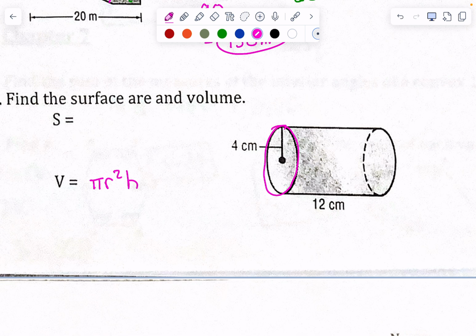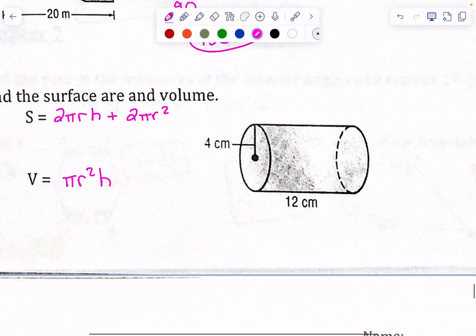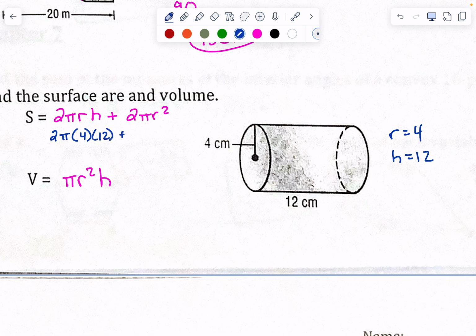the circumference of the circle, which is 2 pi r, times the height, plus 2 pi r squared. And that's what we got. So the only 2 pieces of information we need are the radius and the height. Radius is 4, height is 12. Nothing is hidden from us, right? So we got 2 times pi times 4 times 12 plus 2 times pi times 4 squared.